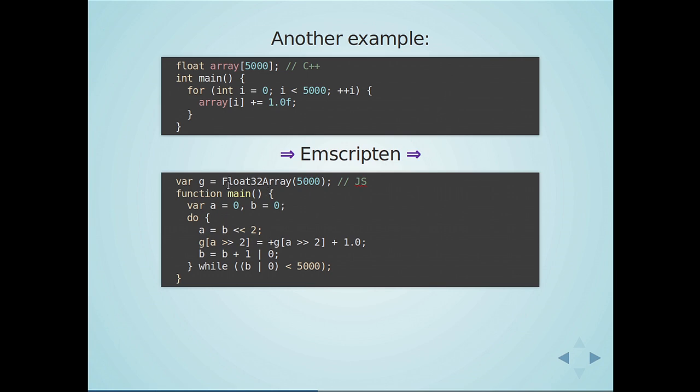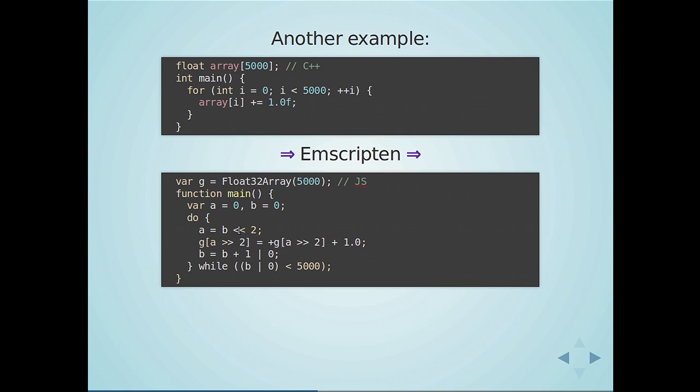This would be translated to something like the following. So we have a float32 array, a JavaScript typed array that represents, in this case, 5,000 floating point values. So that will represent memory for us. And we translate the function main into this code.